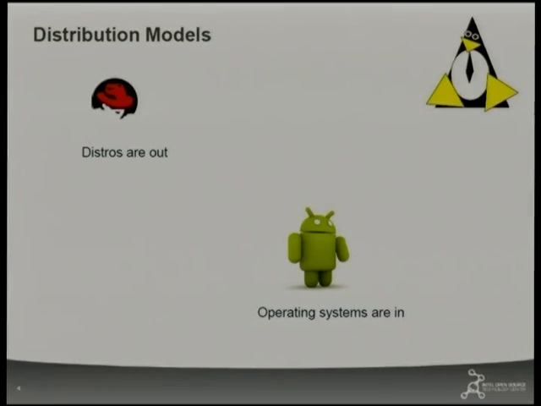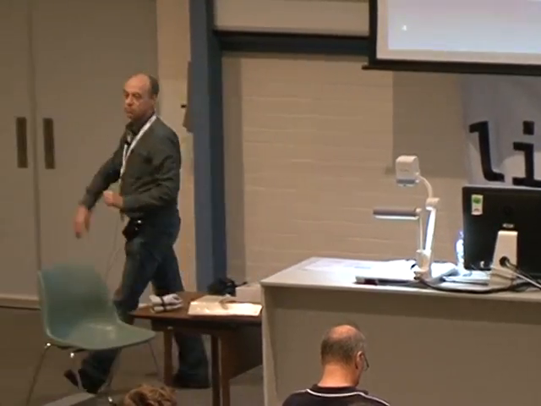So we have distribution models, and the old distribution models were what we call distros. We had Red Hat, SUSE, Ubuntu, Debian, Slackware, a whole bunch of others that we don't hear much about anymore. They're out. They're old hat. Nobody cares about them anymore.